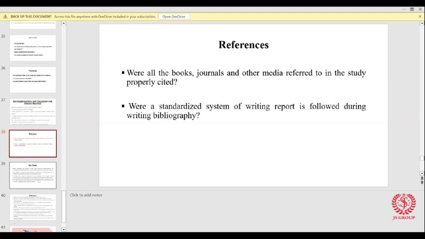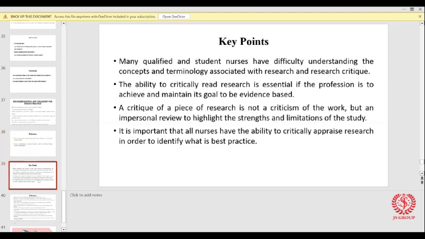So these are all the things. Anyway, I will summarize in the next slide. Key points. So research critique is a very, very important thing. Many qualified and student nurses have difficulty understanding the concepts or the terminology associated with research and research critique.